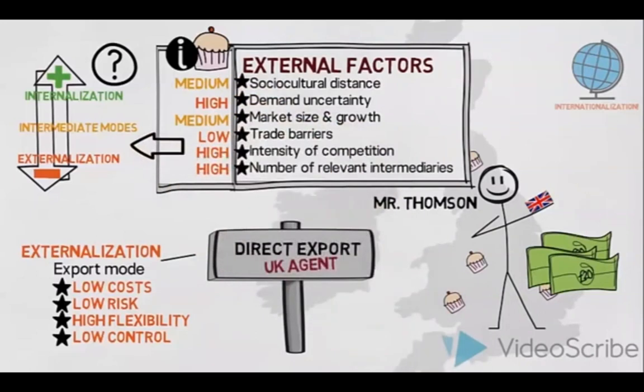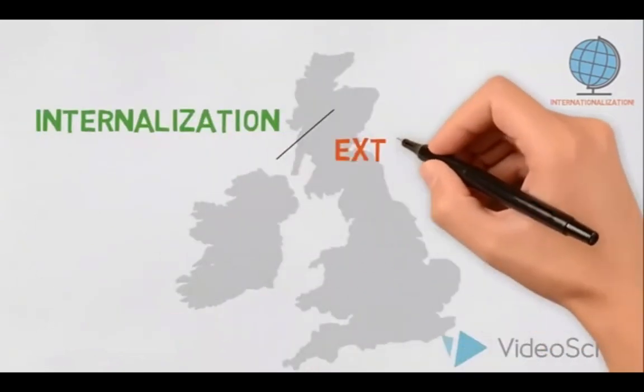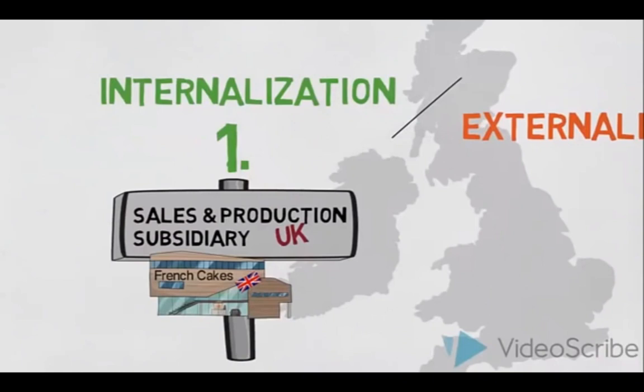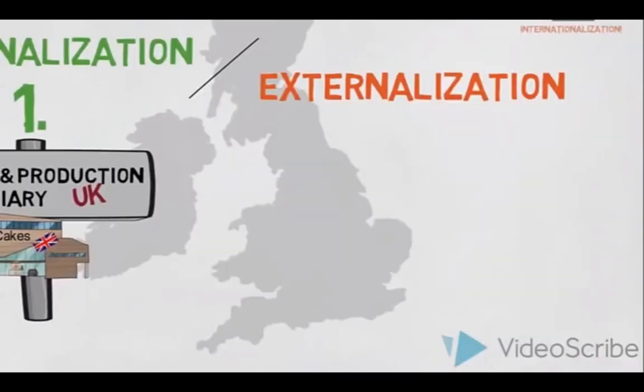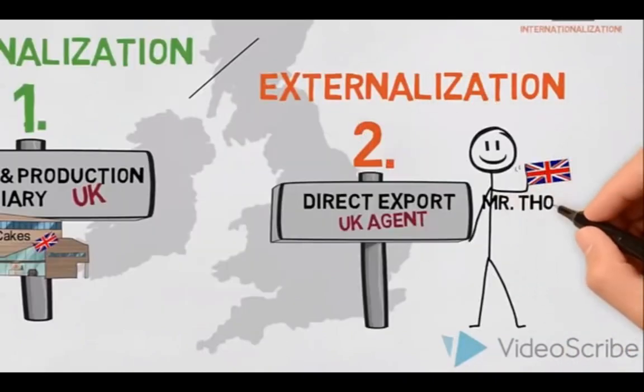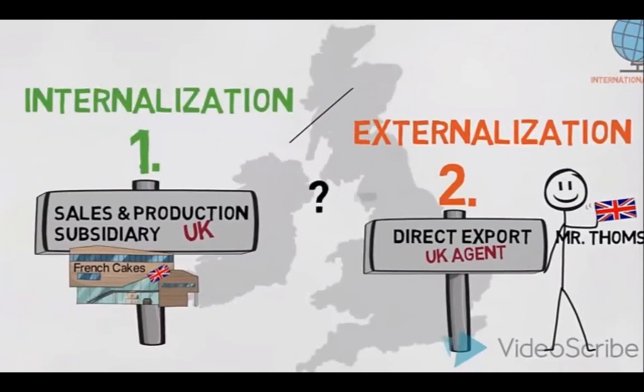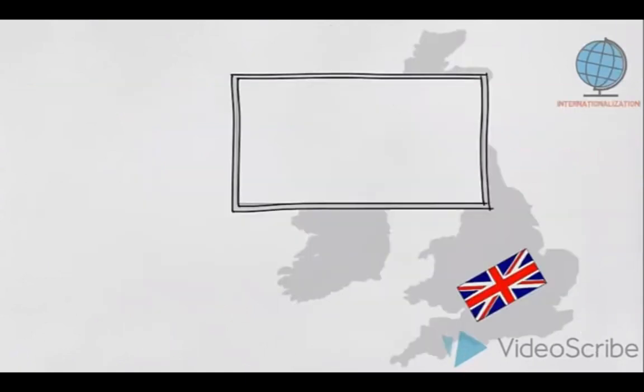So, an evaluation of the external factors has also revealed an indication towards externalization. This supports French cakes' second suggestion of using an agent. French cakes are still considering both options: 1. A sales and production subsidiary, and 2. An agent. The decision isn't made until a thorough investigation of all 4 sets of factors have been carried out. Some factors might prove to be a showstopper, making other factors less important when making the final decision.